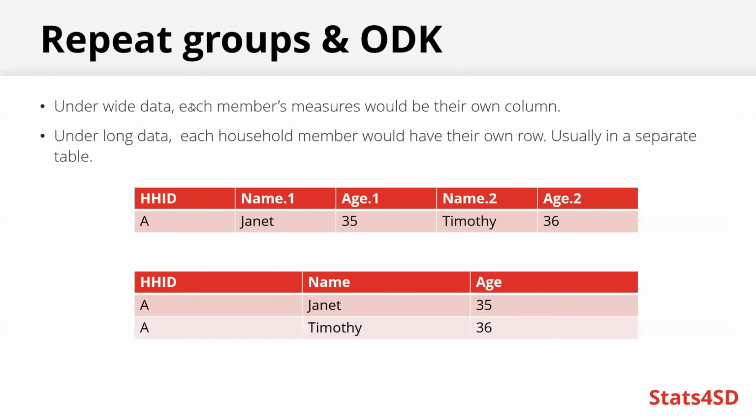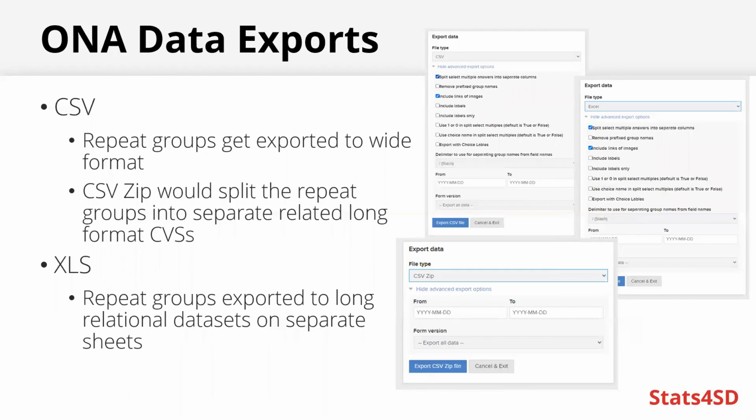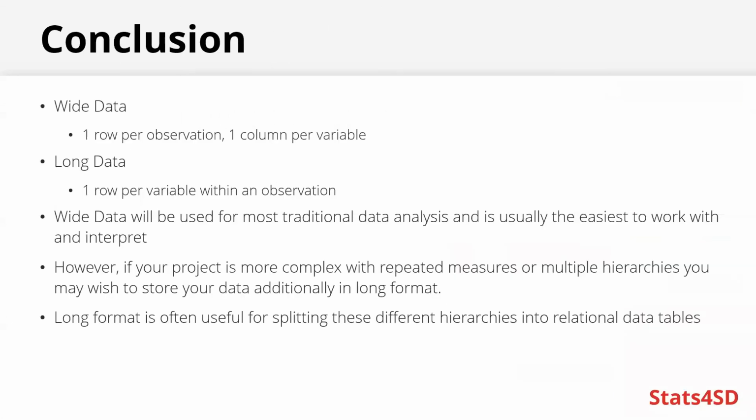Under wide, each would have their own column. So here's the information for the first person, here's the information for the second. But generally, when it comes to analyzing and even viewing the data, it looks a bit more tidy having it in long format rather than wide. And just a little bit more on what I've shown you regarding ONA: CSV will export to wide, but XLS with Excel will put it into long separate tables.